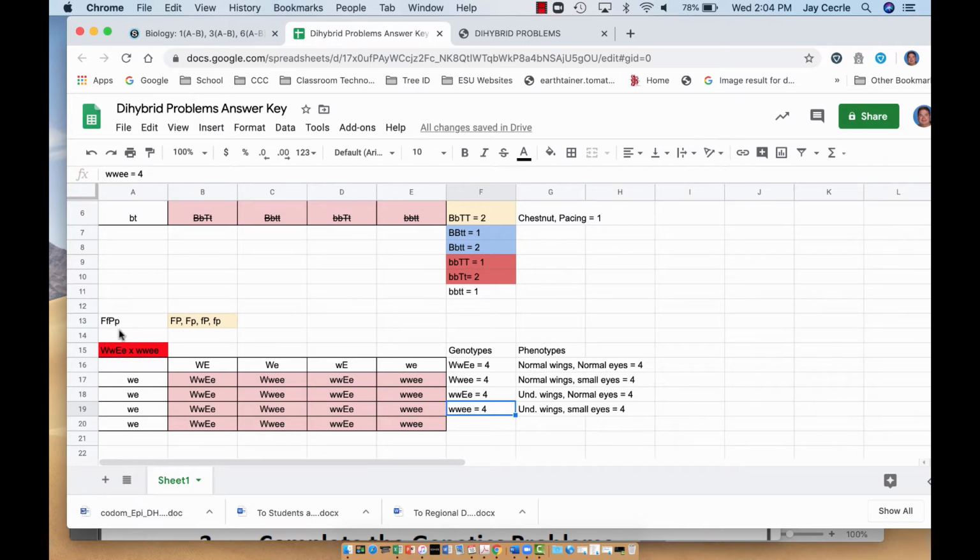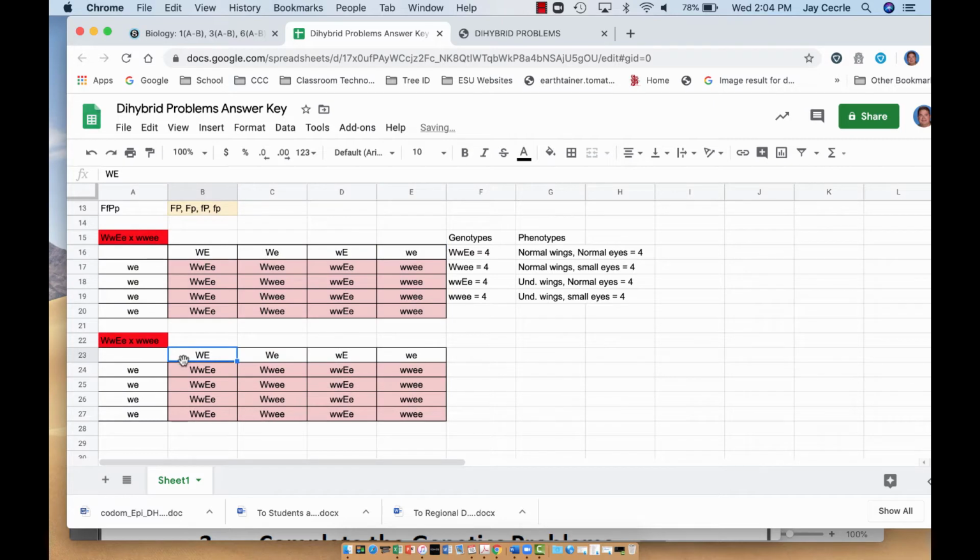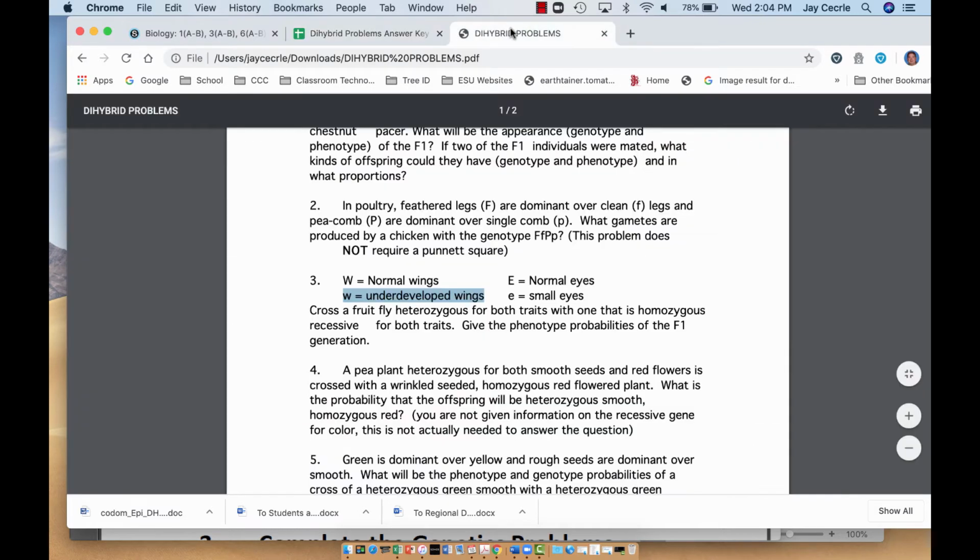Okay, for number 4, I'm going to copy and paste this thing. And I'll just keep working my way down. And then I'm going to delete this information, so I've got pretty much a blank slate that I can start with. And I'm going to go ahead and delete this. And I'm going to take a look at that problem.